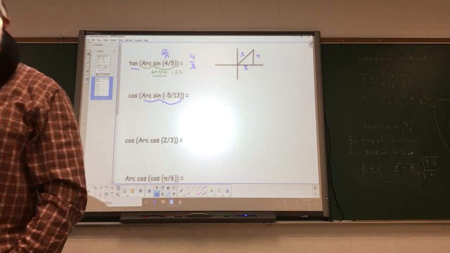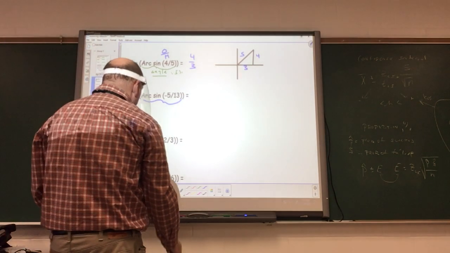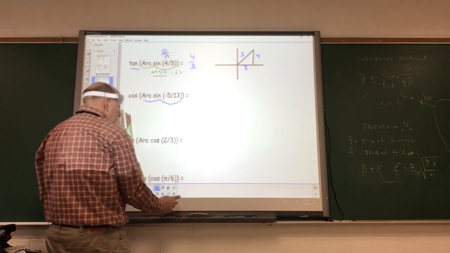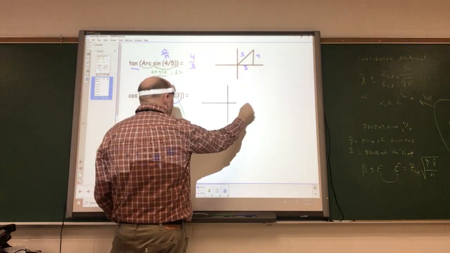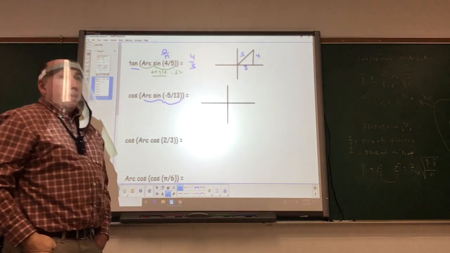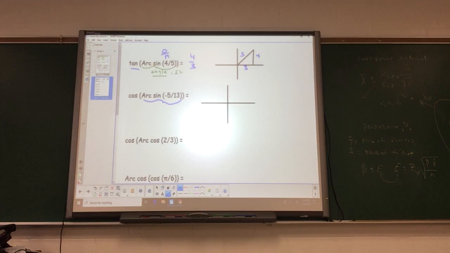Find the angle whose sine is negative 5/13. Draw your angle in that quadrant. Put the sine of that angle being negative 5/13. Find the third side, and then find the cosine of it.